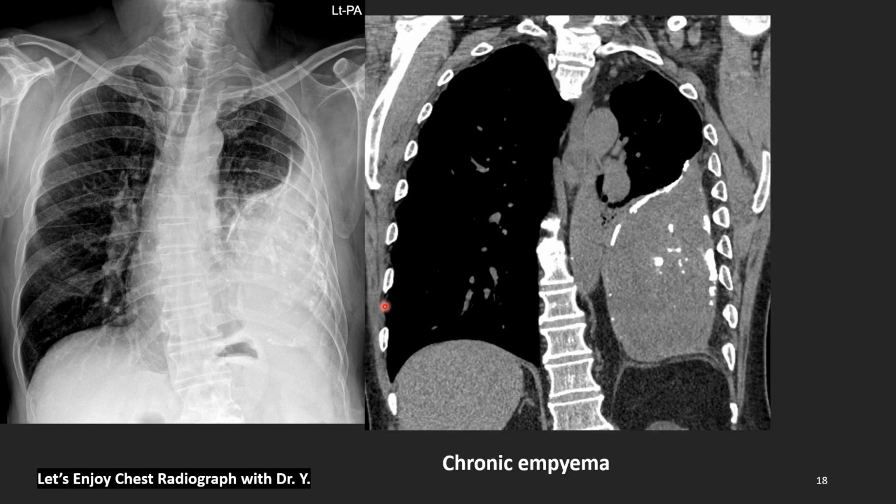Let's compare side by side with coronal chest CT. This is a visceral pleural calcification and parietal pleural calcification and calcification of inside. Same as this one? Yes, most probably from tuberculosis, and this is a chronic empyema.